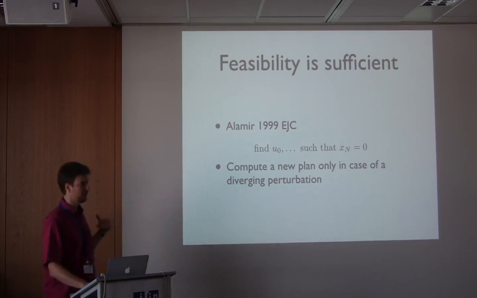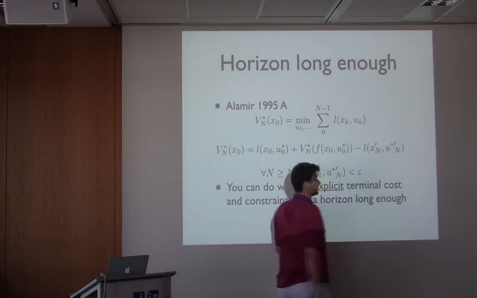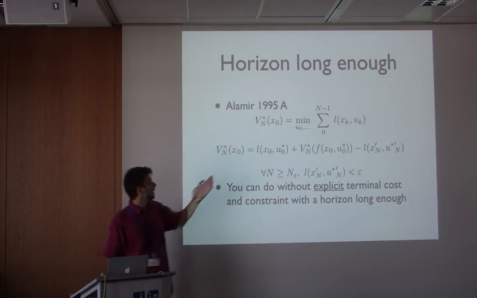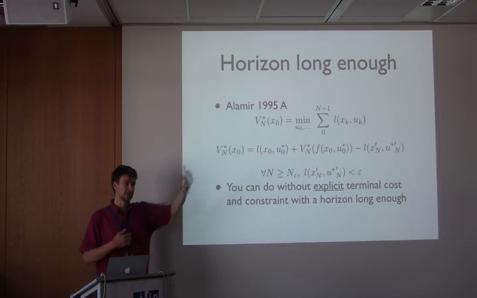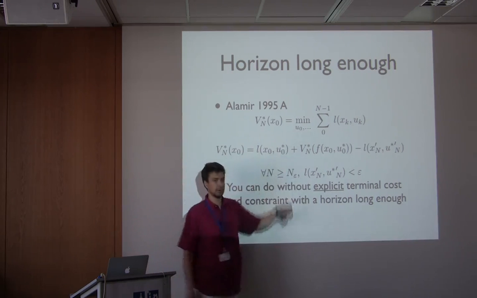Or you have the other extreme, which is just forget about the constraint, just consider a truncated sum, and if your n is big enough, if the horizon with which you anticipate is long enough, then you can show that it's stable also.